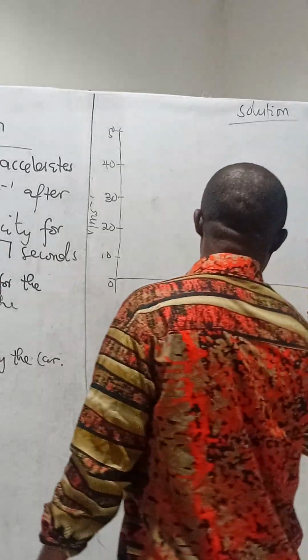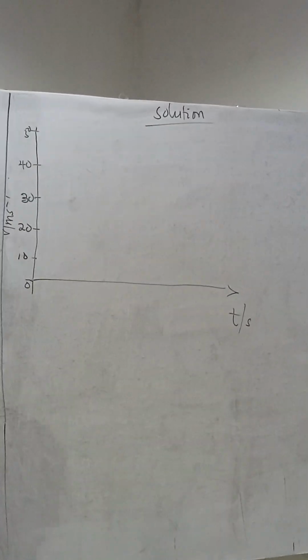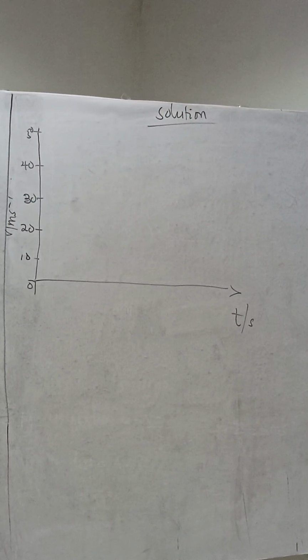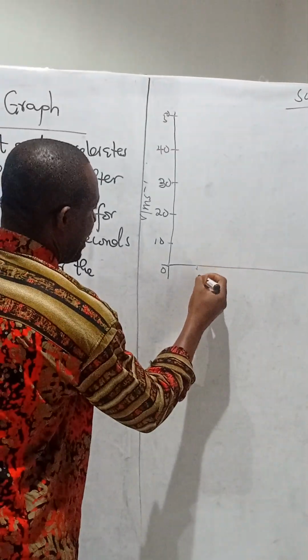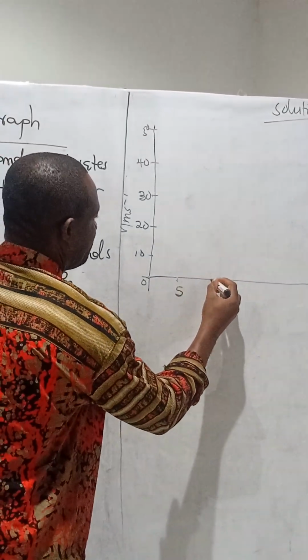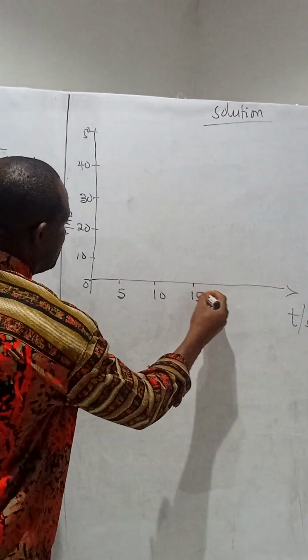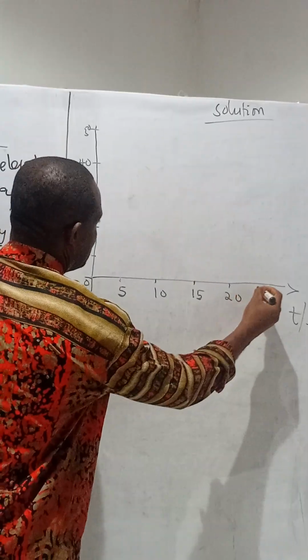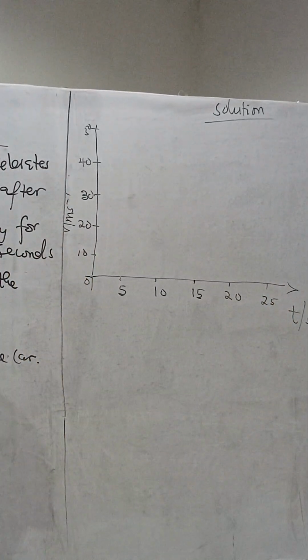Then our time. Time is in seconds. So let's scale from there. The question has 8 seconds, 10 seconds. So we can scale it to 5, 10, 15, 20, and then 25. Good.